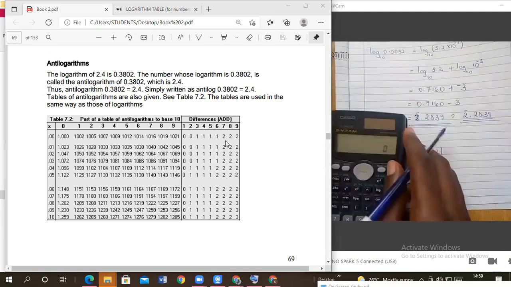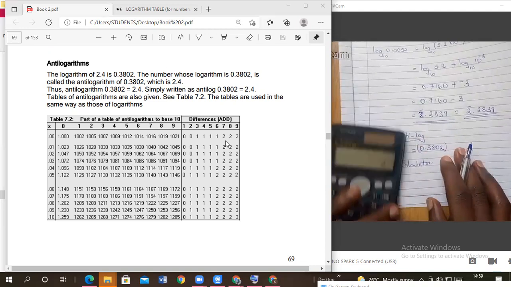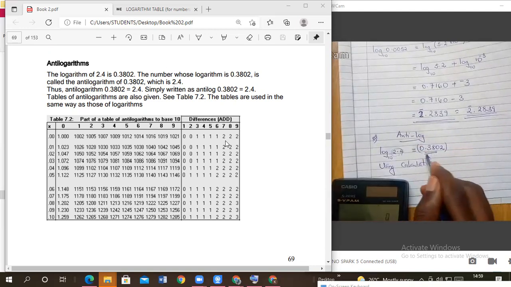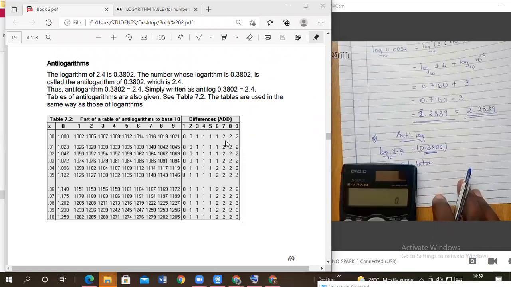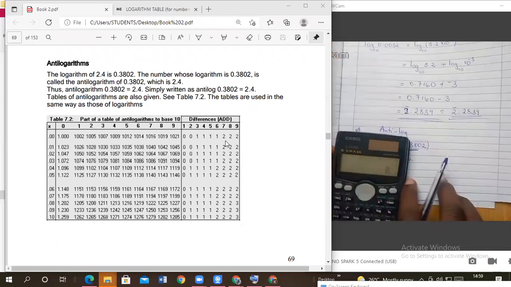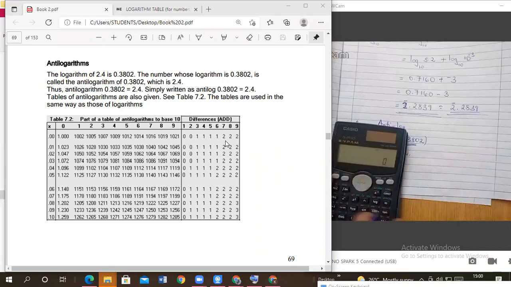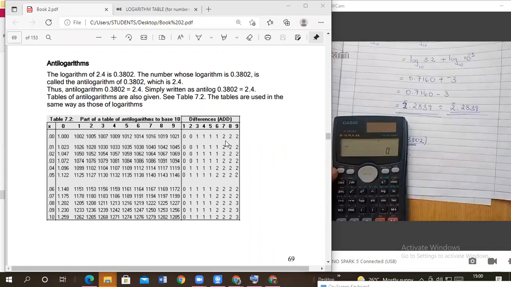So I want to find the anti-log of this number. We know that the answer must be 2.4. Members, are you seeing that? Are you seeing shift here? So if you want to get the anti-log, you press shift and then log.